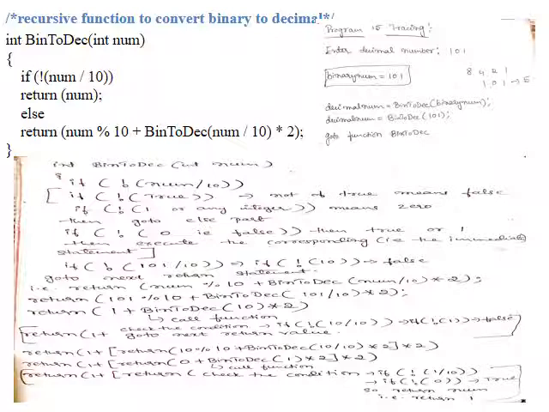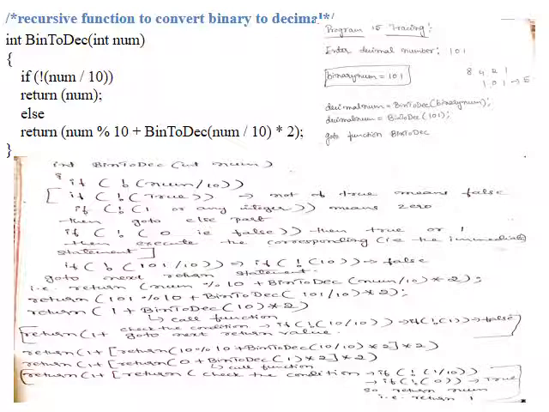Again check the condition: if not of num divided by 10. Now in this case binary num is equal to 1. 1 divided by 10 is 0 point something, but since it is an integer, it will consider the whole number, that is 0. Now not of 0: 0 is false, so not of false is true. In this case the if condition is true, so we return num.